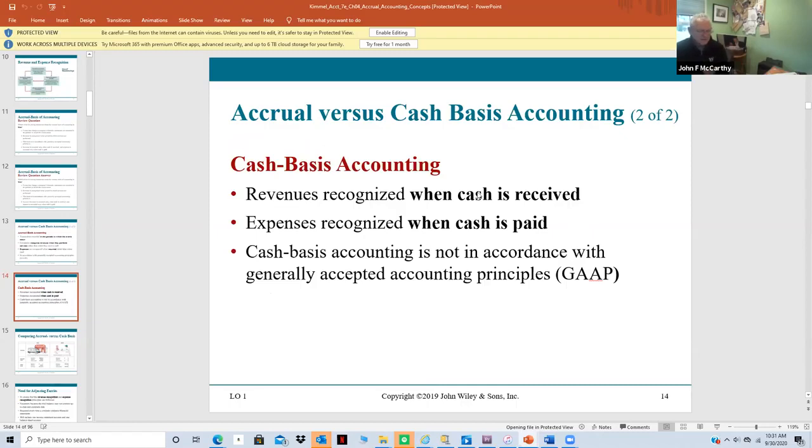But some very small companies, maybe some sole proprietorships, might use it because cash basis may approximate the accrual basis, so it's just easy to keep track of, and then you don't have to do any of these adjusting entries that we're going to talk about in this chapter.